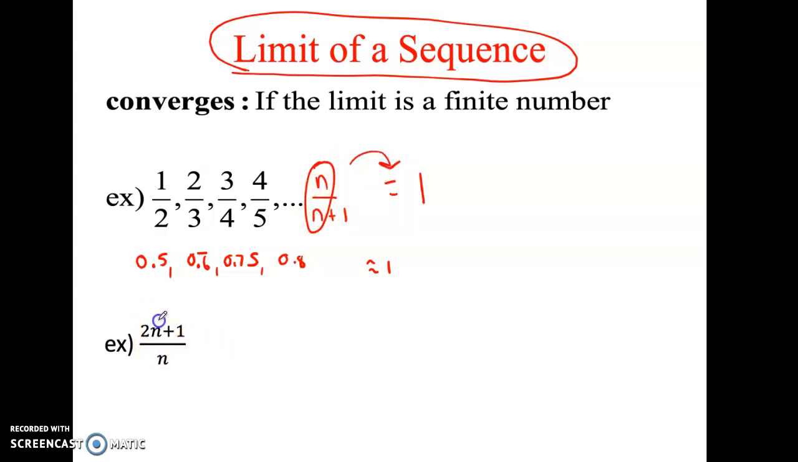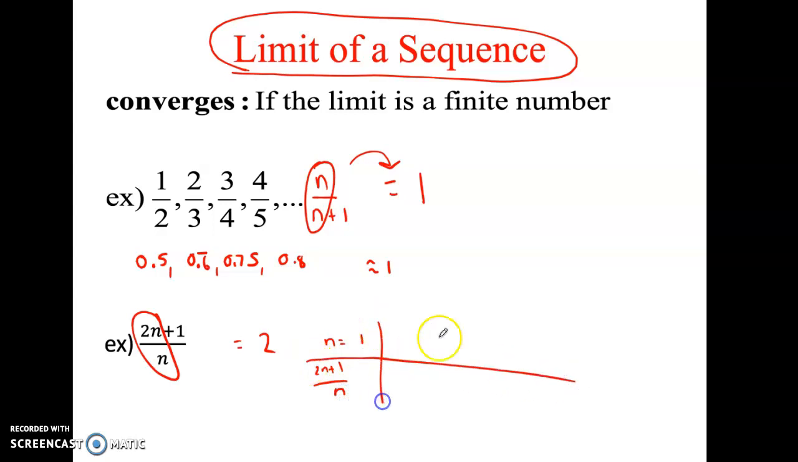Here, again, evaluate the leading terms. They have the same variables, so you just divide the coefficients and you get the limit of 2. And we can prove that just numerically. If you put n for 1, this will be our n, and this will be our 2n plus 1 over n, just so you can see. You don't have to show me this chart at all. You can just tell me if it converges or diverges and then what it converges or diverges to.